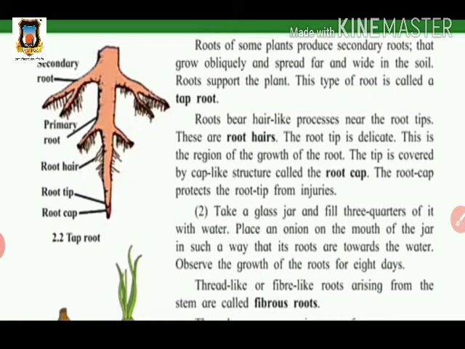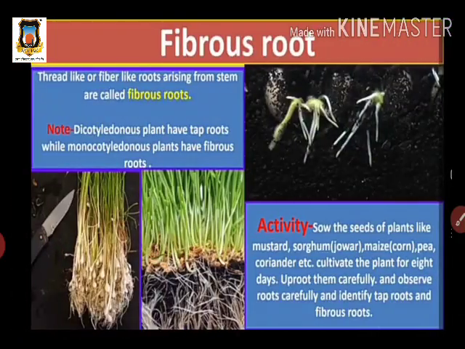Okay, so here we study the second type of roots, that is the fibrous roots. They also give a picture of this activity in your textbook on page number 10. So what are the fibrous roots? Thread-like or fiber-like roots arising from the stem are called fibrous roots. Okay, so if we see these pictures, here also we see how these fibrous roots look. For onion, for garlic, these vegetables acquire such type of roots.